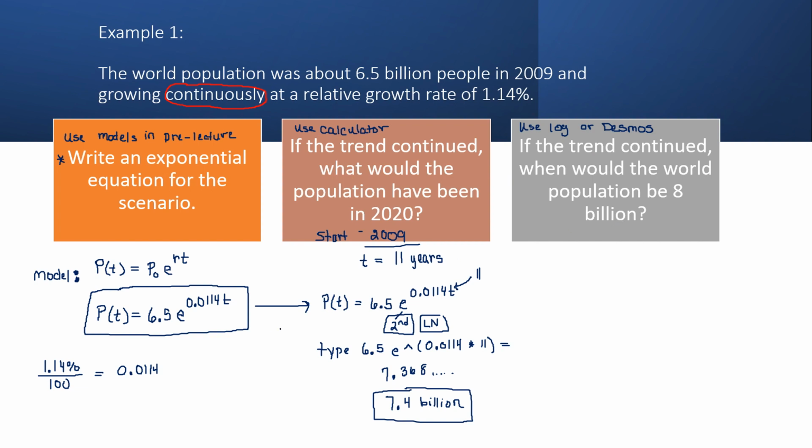Okay. So going back to my formula, this is a population. So because it is a population, this is a P of T. So that would make my formula 8, replacing the P of T, equals 6.5 e with an exponent of 0.0114 T. And what I'm trying to figure out is the value of T. How much longer would it take for the population to grow that big?